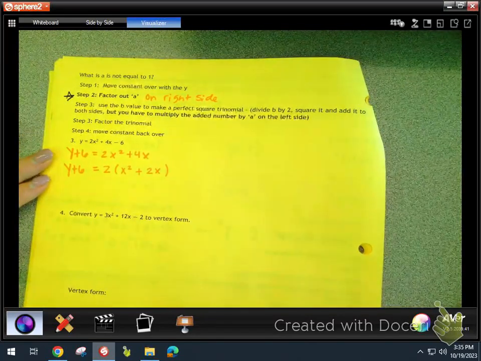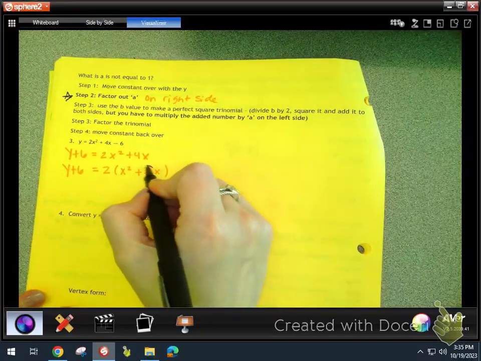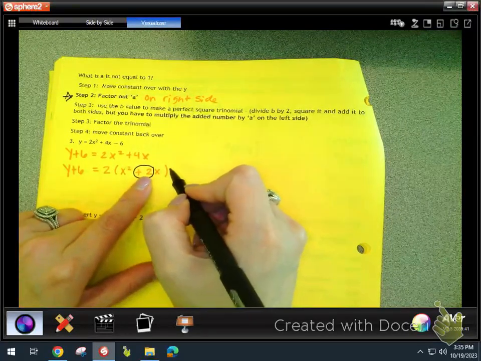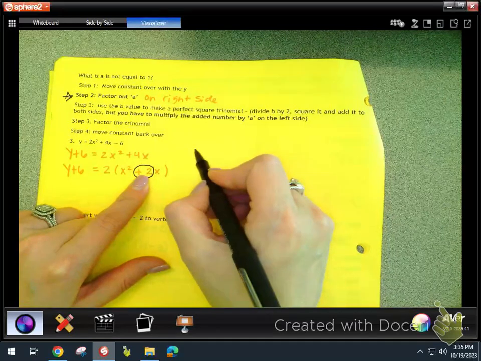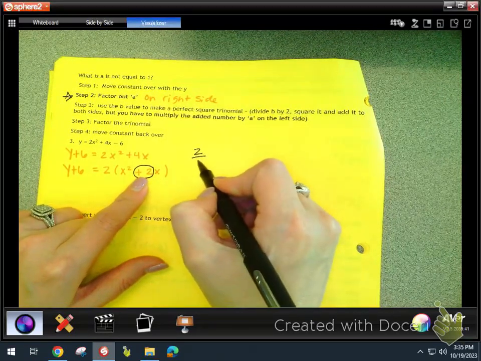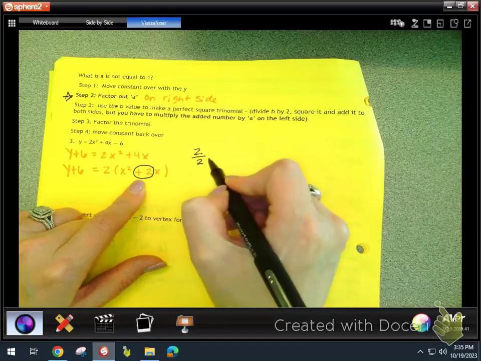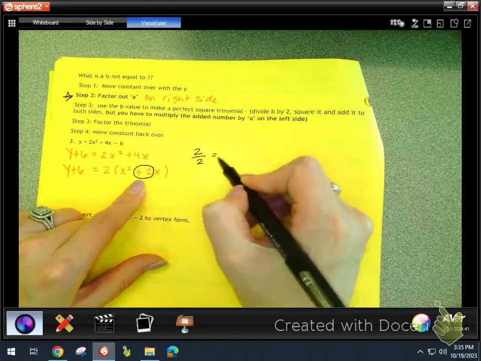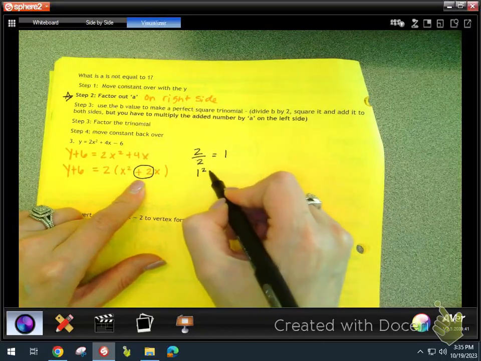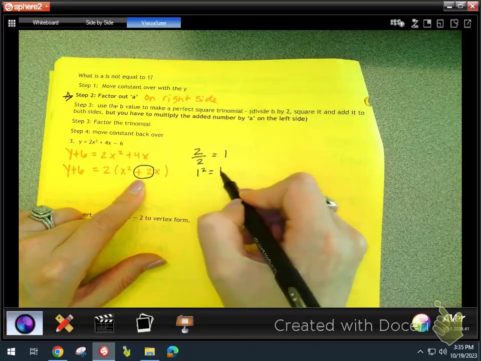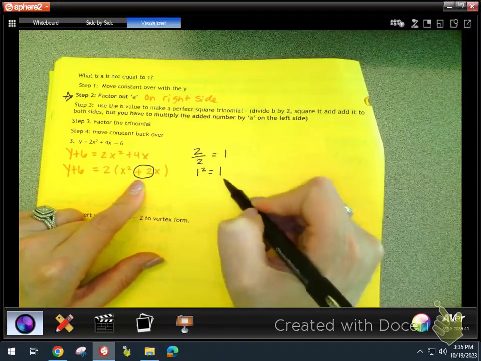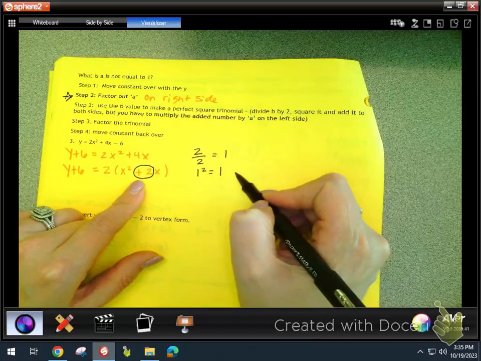Then you're going to use your b value, but it is the b value with the a divided out. So the one that I circled. What is that b value? 2. We're still dividing it by 2. That's not changing. What is 2 divided by 2? 1. We're still squaring. That is not changing. What is 1 squared? 1. We're still going to add that value to both sides of our equation, but here's where it gets different.